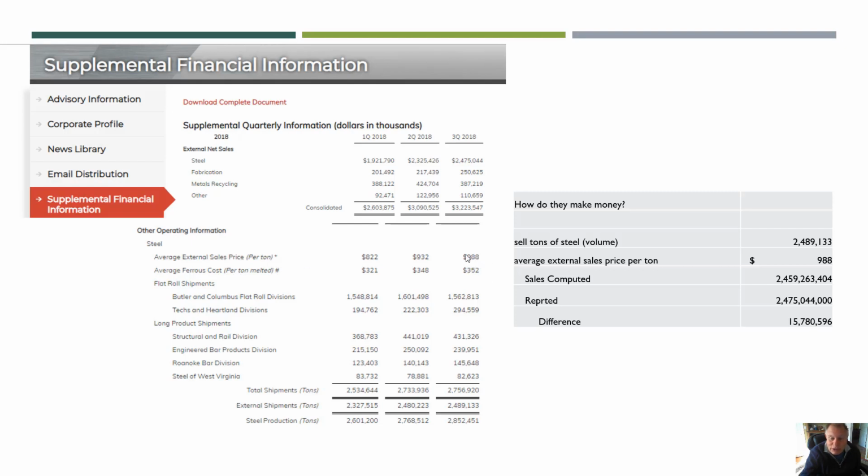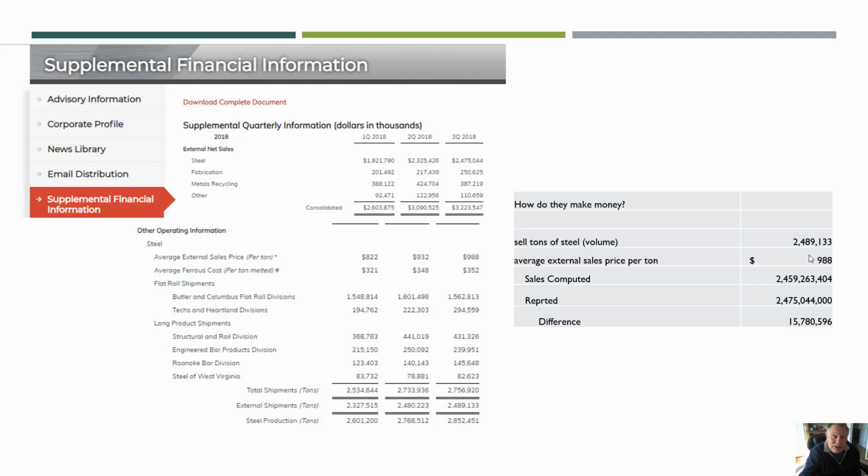So if this is the sales price per ton, I had to look at how much tonnage they produced. Because here I see a volume, tons are a volume. Here is a per ton sales price. So I can come here and say, okay, tons of steel, 2,489,000 right here, $988 a ton, and my computed sales and my reported. There's a difference. I won't hit it all, but this gives me a basic sense of how they make money.